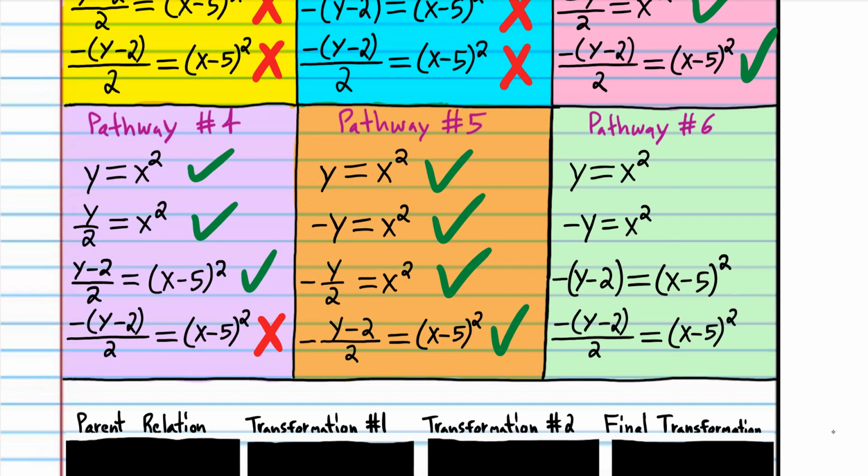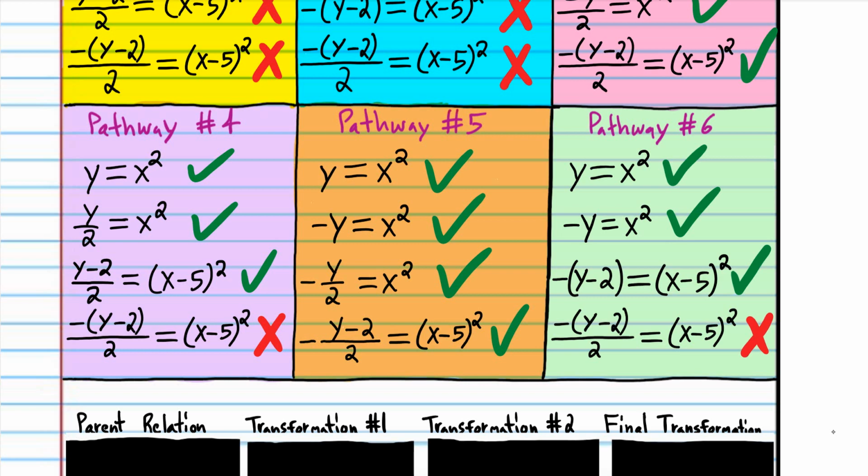All right, pathway number 6, we have our parent equation. We're replacing y with negative y. That tells us to reflect across the x-axis. Then we're replacing y with y minus 2 and x with x minus 5. That tells us to move to the right 5 units and up 2 units. But here's the problem. We're dividing that entire expression by 2. The transformation properties don't tell us what to do in that situation.